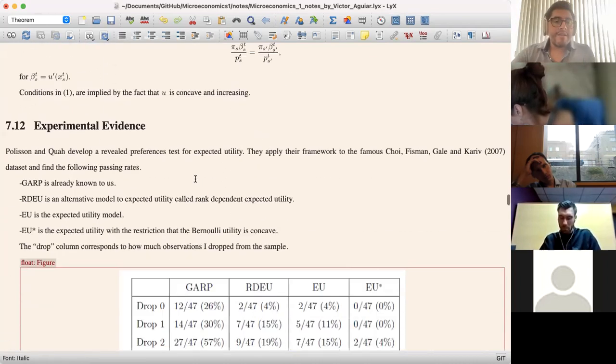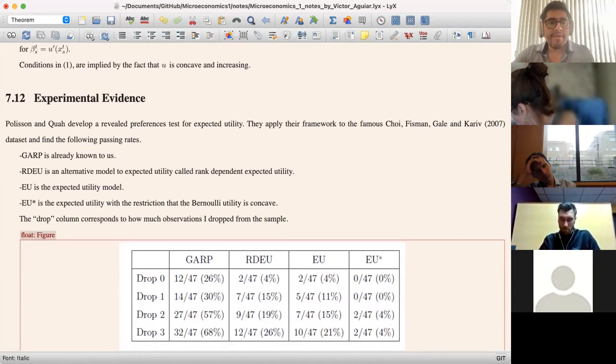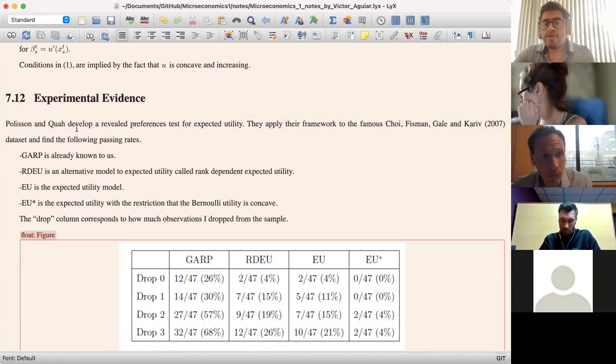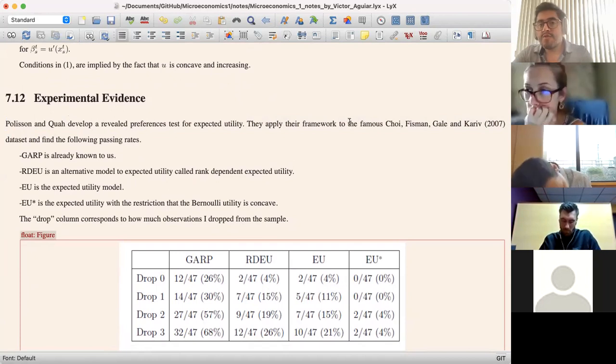Great, so that's it. Now let's do some empirical evidence. Remember that this is the paper I was mentioning in the ER, done by Joan Kwan Polisson and Matthew Polisson. They developed a revealed preference test for general expected utility. They apply the framework to the famous Choi, Fisman, Gale, and Kariv experiment.